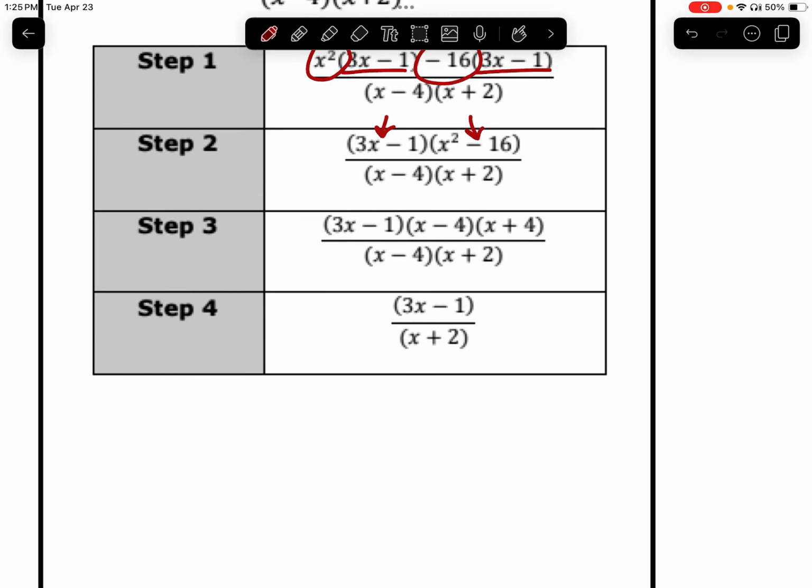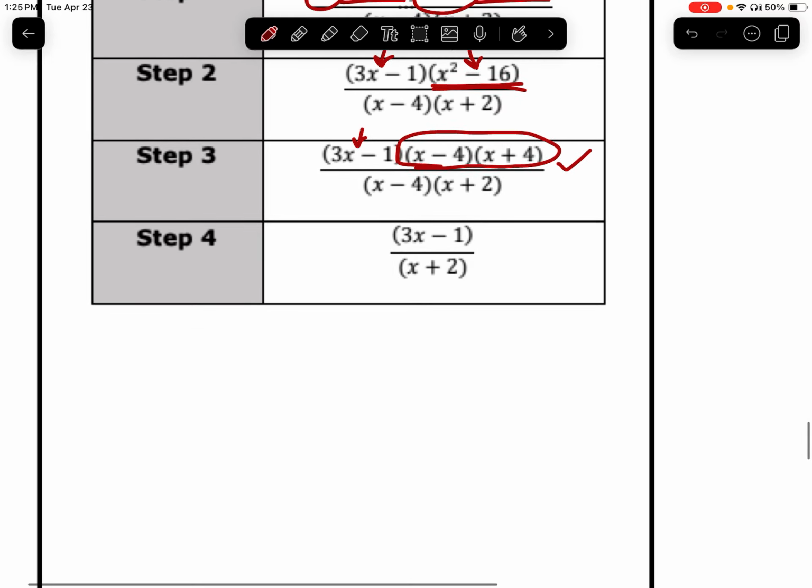Next part, this one stays the same. This one gets factored. It's a difference of squares, so these factors are correct. Looks good. Bottom stays the same. And then for the last step, where did this go? So step 4 is incorrect because where did the x minus 4 and the x plus 4 go? They don't zero out. They don't just disappear. So step 4 is where the problem is.